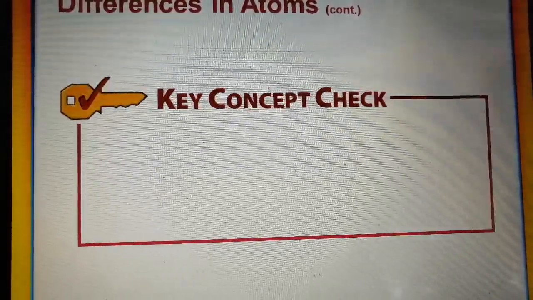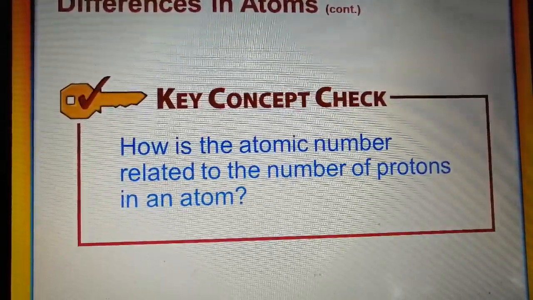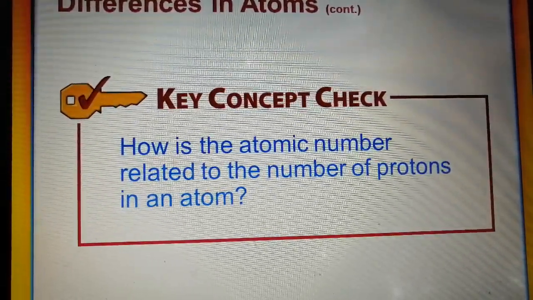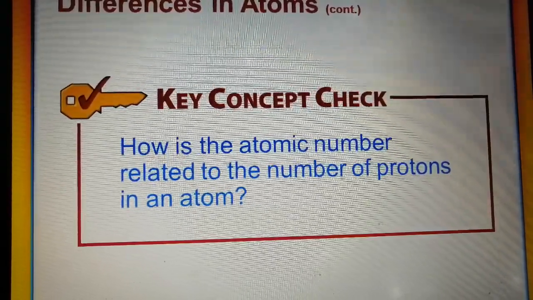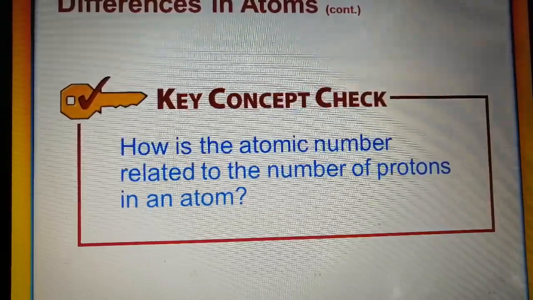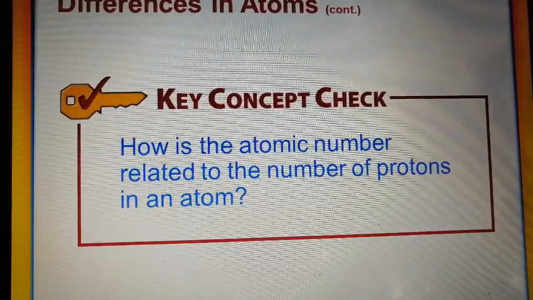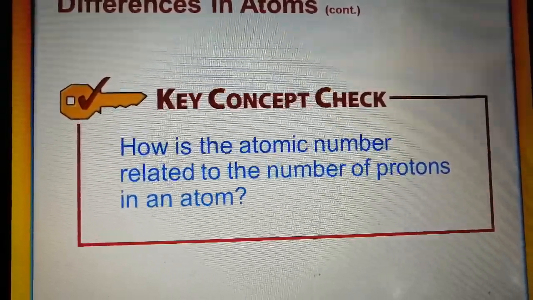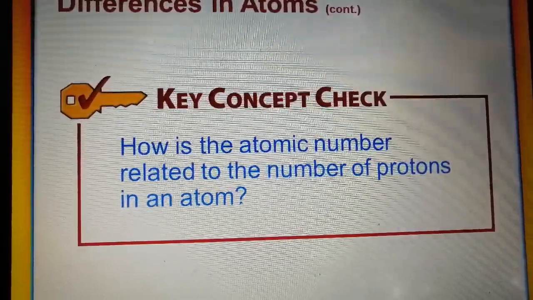Now we have another question. Think about its answer. How is the atomic number related to the number of protons in an atom? Here we know now atomic number equals number of protons, okay?